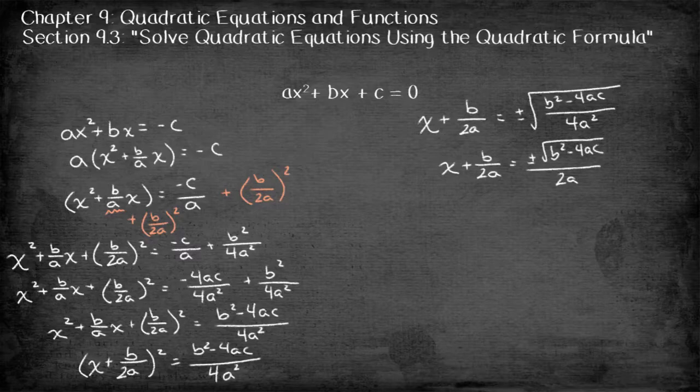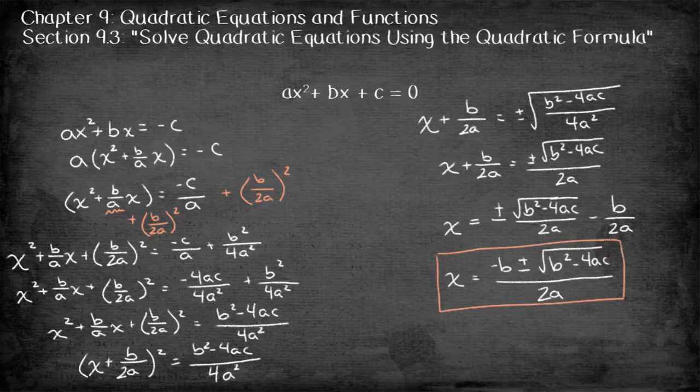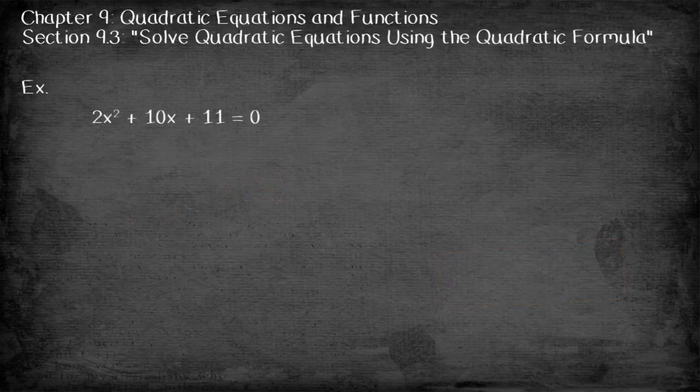All that's left to do is subtract b over 2a from both sides. And we have a common denominator, so this simplifies a little bit to the mythical quadratic formula. Ta-da! All right, let's put this guy to use.